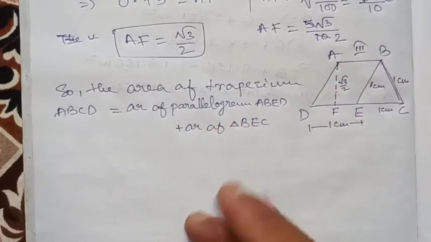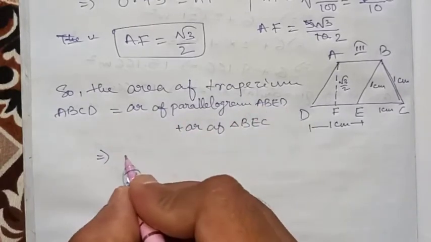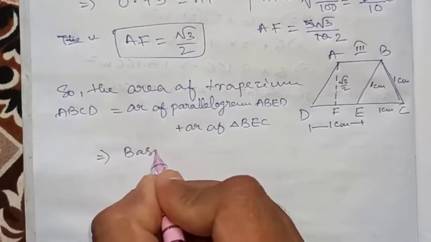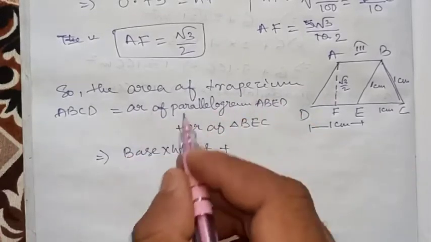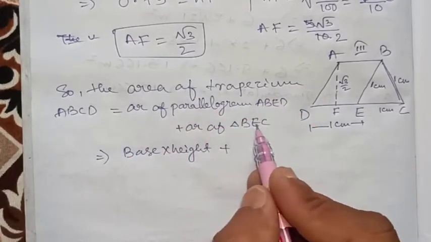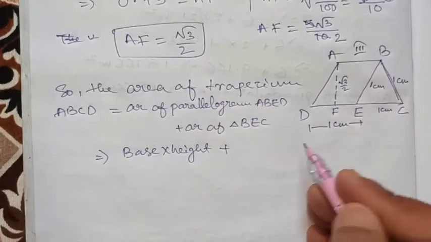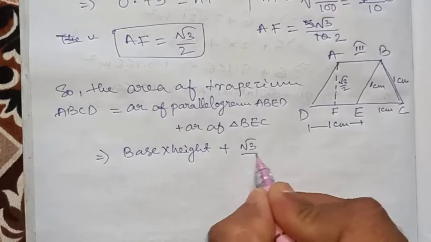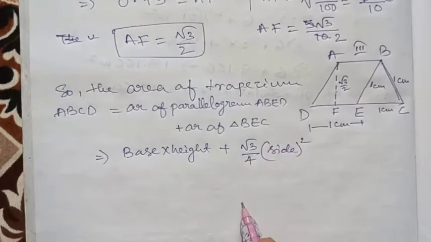Okay, now what is the area of the parallelogram? Area of parallelogram ABED is base into height. Okay, area of parallelogram is base into height. Area of triangle, this triangle is an equilateral triangle because all the sides are equal. So area of equilateral triangle is root 3 by 4 side square, that is a square.